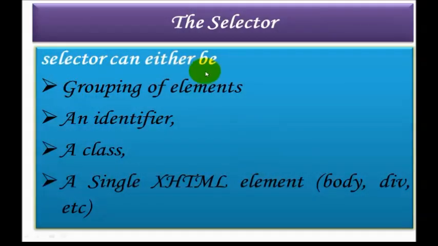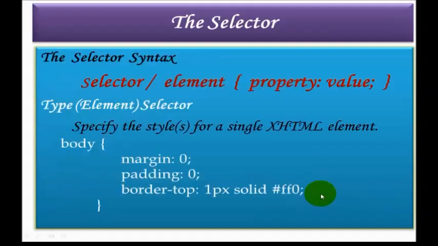So how many types of selectors are there? Is there any rule to use anything as a selector? Here is the answer. The selector can be either a grouping of elements, an identifier, a class, or a single XHTML element such as body, div, etc. Once again, the selector can either be a grouping of elements, an identifier, a class, a single XHTML element like body, div, etc. Now we'll see one by one.